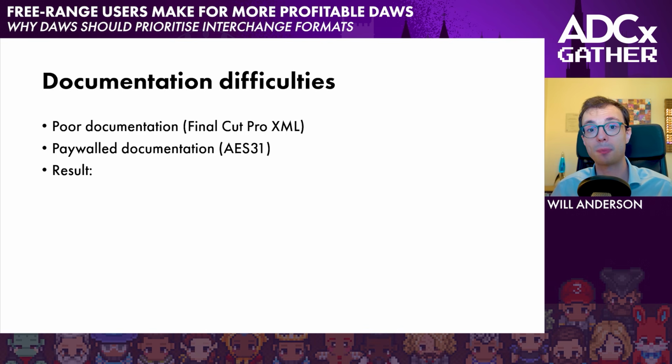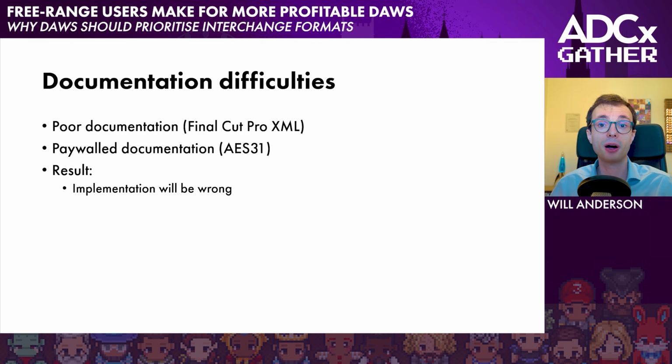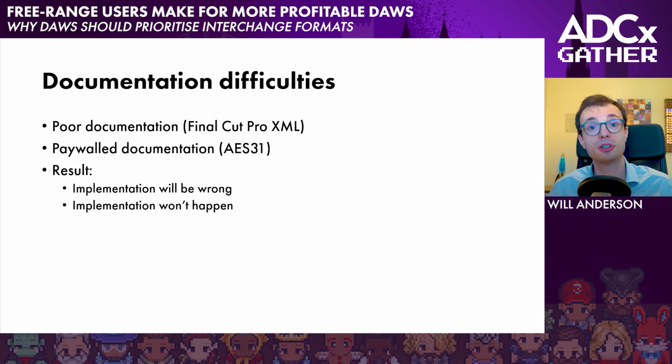If developers have to battle through difficult to parse, difficult to navigate, or difficult to get hold of documentation in order to implement an interchange format, one of two things is likely to happen. One, the implementation will be wrong, leading to bugs or errors like the ones we've just talked about, making it less likely to work smoothly. Or two, the developers will give up, meaning the interchange format is never implemented at all because the cost to implement it exceeds the budget.